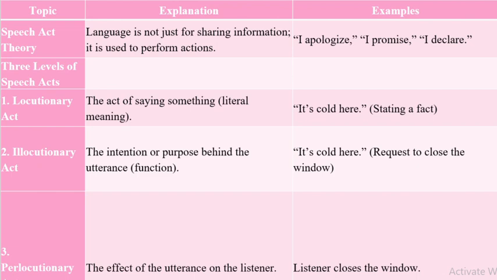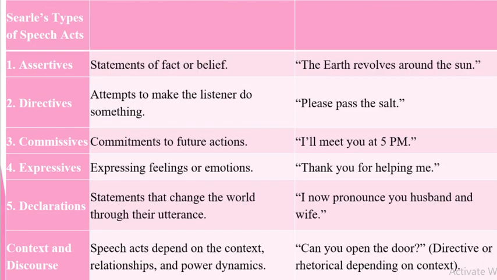Then we have illocutionary act, the intention or purpose behind the utterance. You want somebody to do something, act on this. There's a function behind saying that. So it's called here, it is a request to close the window. And then we have perlocutionary act, the effect of the utterance on the listener. Listener then closes the window.